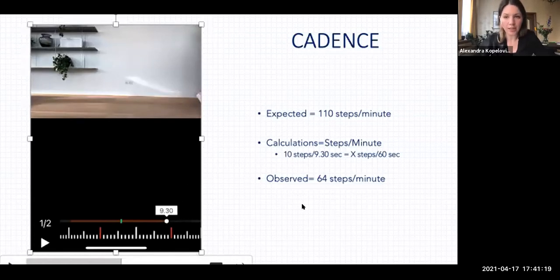In order to calculate cadence, you calculate the steps that the person took, and I've counted the strides for you. The steps will be double the strides, right? Because we said a stride is the entire gait cycle, and we have 2 steps in 1 gait cycle. So we have 10 steps over 9.30 seconds. And what we observe for our patient is that the cadence is 64 steps per minute. That's a good value to note. So let's go back to our chart.